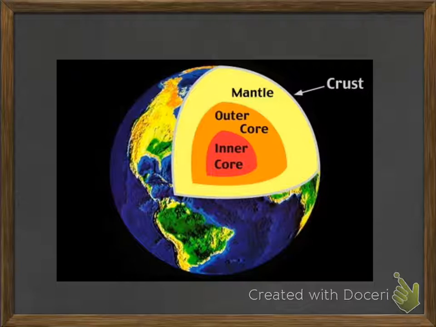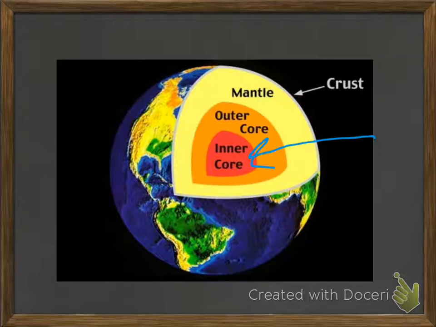A lot of them are here. The core. You don't have to write down the definition, just write down the key terms and have them ready for class tomorrow. So you're writing down the key terms only. First one, core, the sphere of very hot metal at the center of the earth. The core is the sphere of very hot metal at the center of the earth.